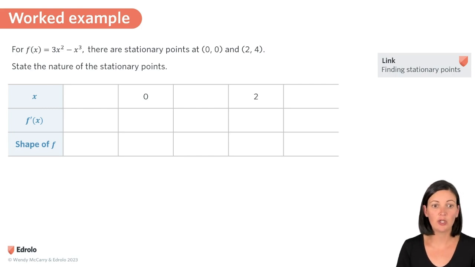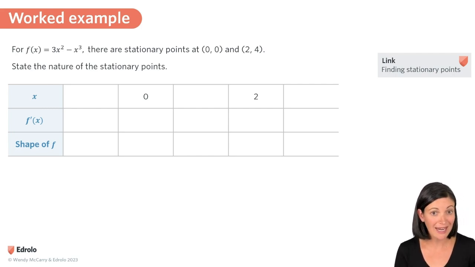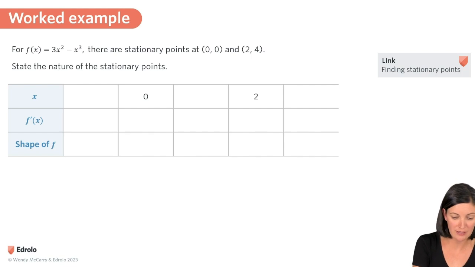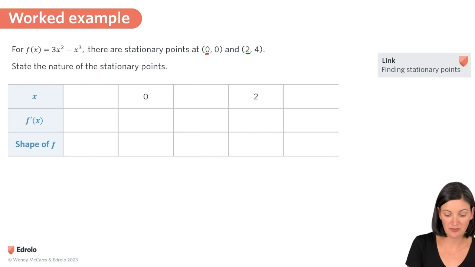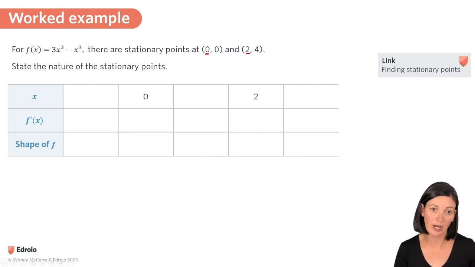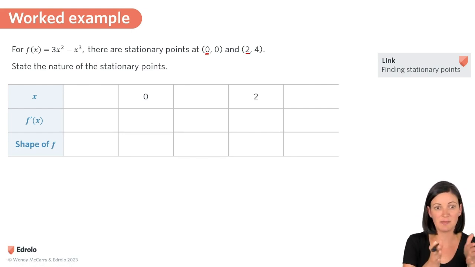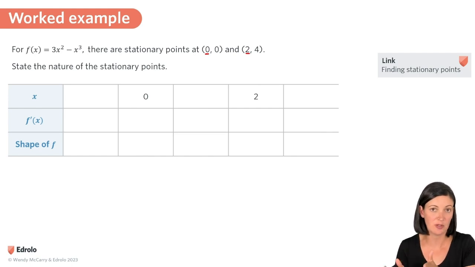And in the first row, you're looking at your values of x. So these are the x coordinates of your stationary points. So we were given that x is 0 and 2. And so I've just filled in those 2 x values, 0 and 2. And I've left a space before and after each of those points.